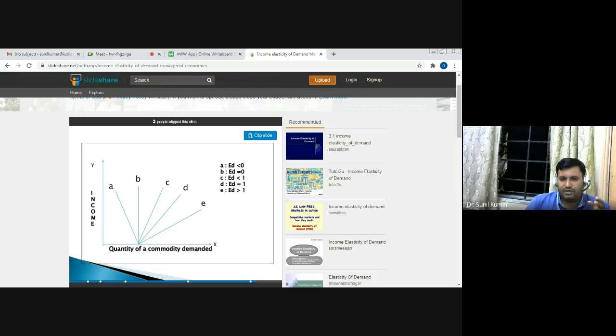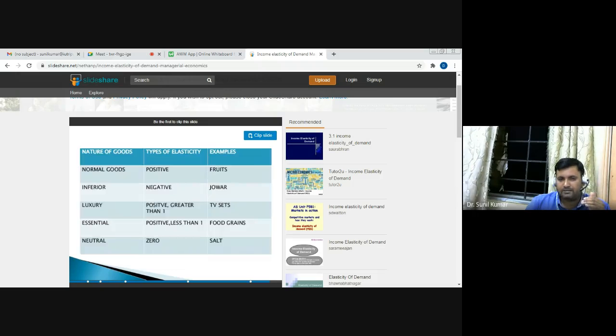But if you go individually, we will also see the different ways we have used to find them. Let's go: normal goods, inferior goods, luxury, essential, and neutral, that is zero. Salt is the example. Essential goods are positive, less than 1, like food grains. Luxury is positive, greater than 1, like a TV set. Inferior is negative, like jowar and bajra, the coarse grains. Normal goods are positive, like fruits and everything.